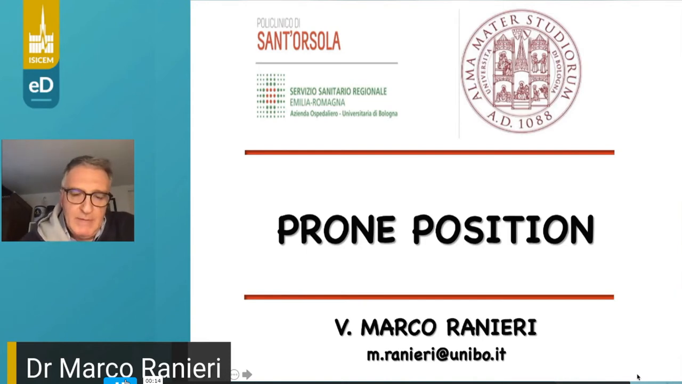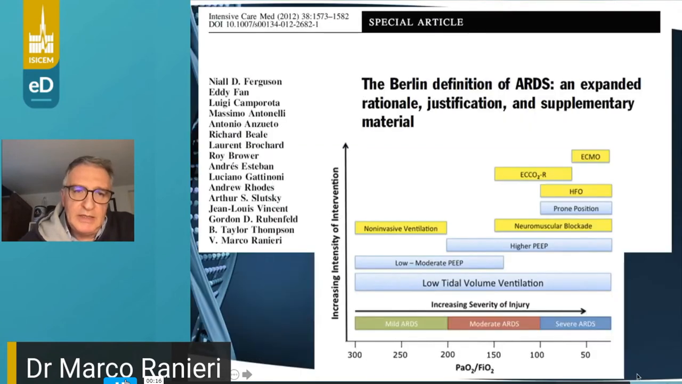Prone position is one of the interventions we have in the management of patients with ARDS that are clearly allocated in the flow of interventions we should perform.